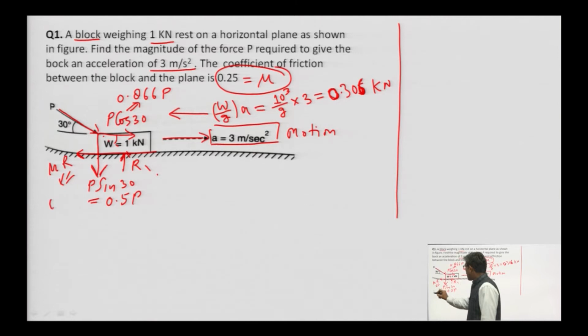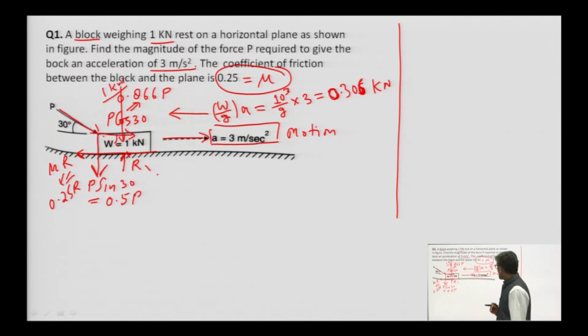So, it is 0.25 R, right. Weight 1 kilonewton. So, the weight will act like this. This W means 1 kilonewton. So, these are the different forces acting on the block, as shown here. Now, we can apply the equilibrium equation.